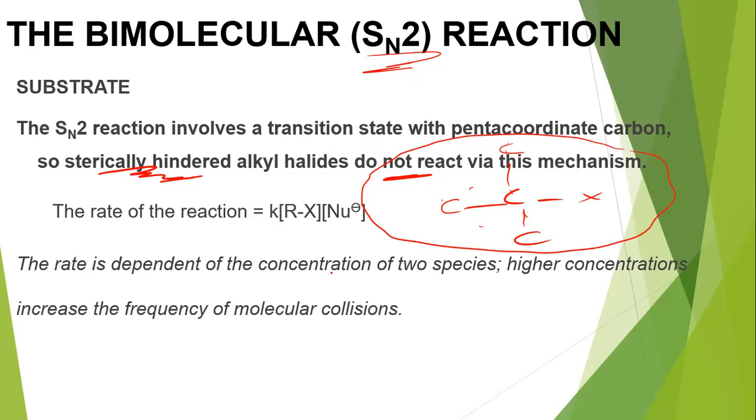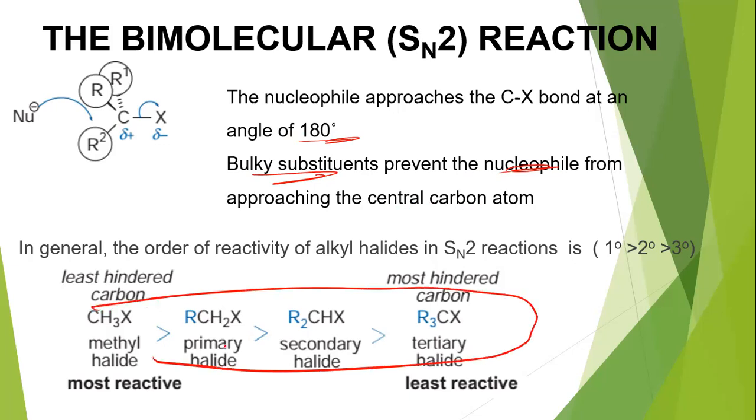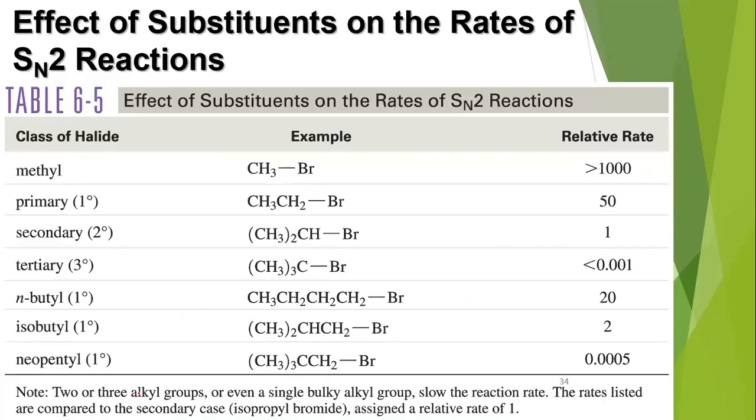Now, the rate is dependent on the concentration of the two species. The higher the concentration, it will increase the molecular collision and increase the rate of reaction. That's what we are talking about, right? So then I've already explained this, that the nucleophile approaches the carbon halogen bond at 180 degrees, and bulky groups will prevent the nucleophile from approaching the central atom, right? And then this will be the general order. I've already explained that in the previous slide.